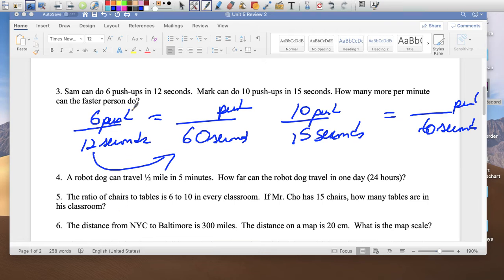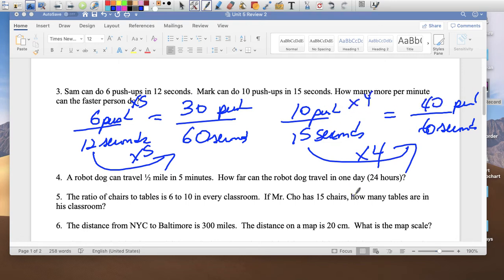It's 12 times 5. So therefore, the top is times 5. So 6 times 5 is 30. So this guy can do 30 push-ups in 1 minute. The other guy, well, again, find if there's a relationship again. 15 times 4 is 60, right? And then on the top is times 4. So this guy can do 40 push-ups in 60 seconds.